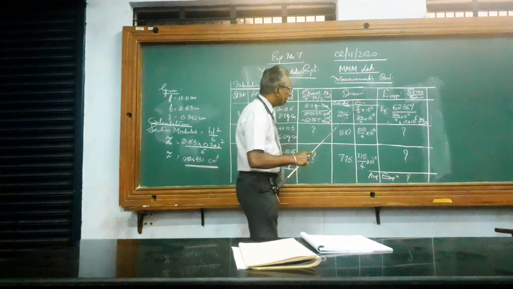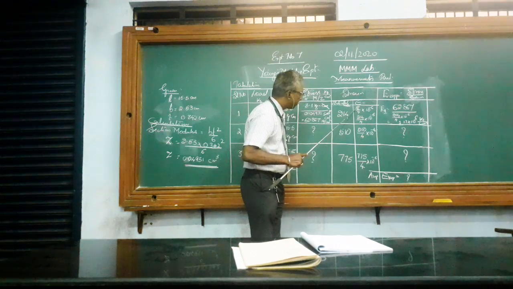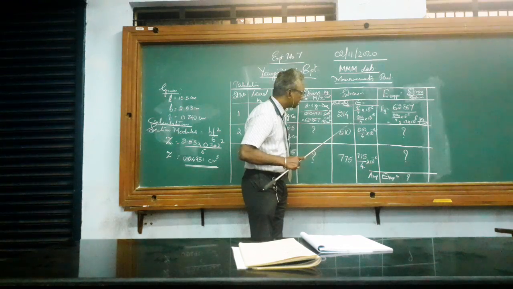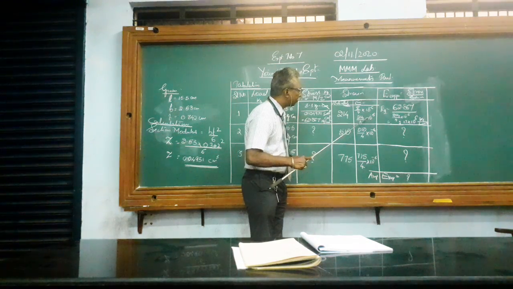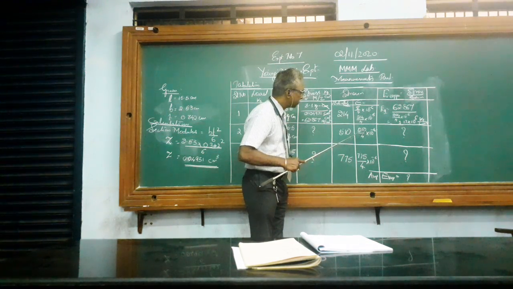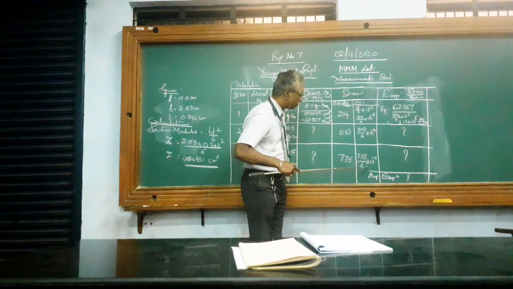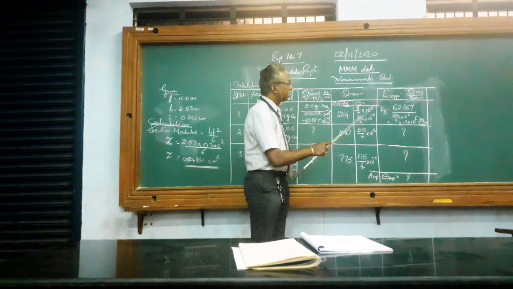But for epsilon, you need to divide E by 4, noted value E by 4 multiplied by 10 to the power minus 6. Then the same thing I have mentioned: 214 divided by 4 into 10 to the power minus 6, 510 by 4 into 10 to the power minus 6, 775 by 4 into 10 to the power minus 6.